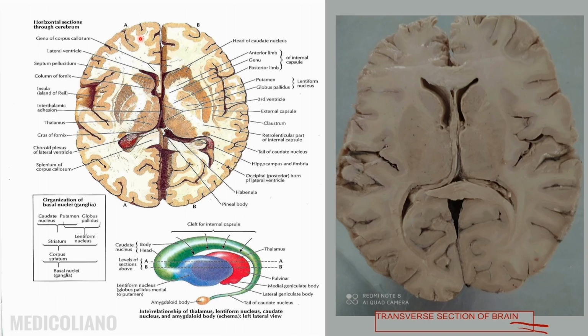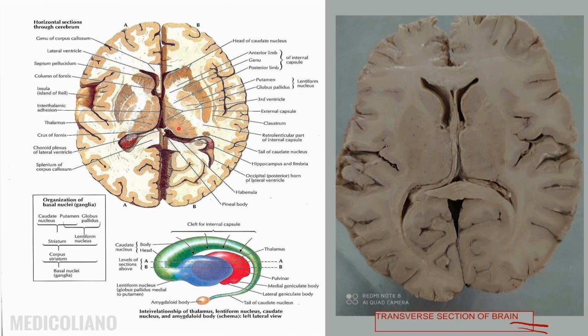So the important gray matter structures in the transverse section of brain are insula. This is insula. Putamen. This is putamen. This is globus pallidus. This is head of caudate nucleus. This is thalamus.